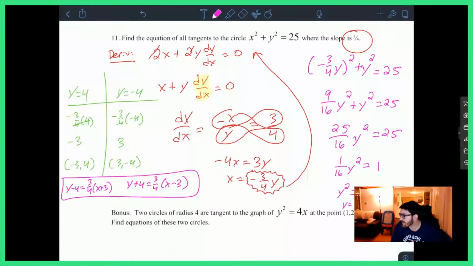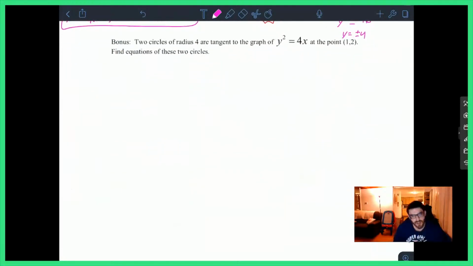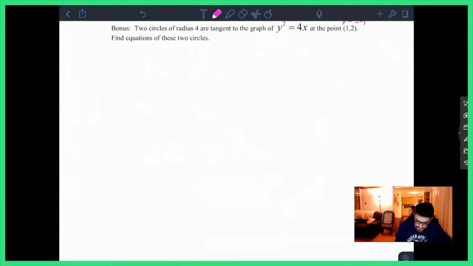I got another request for the bonus, so I'd like to do the bonus, which is just like a harder, tougher question than normal. And it says 2 circles of radius 4 are tangent to the graph y squared equals 4x at the point (1, 2). Find the equations of the 2 circles.